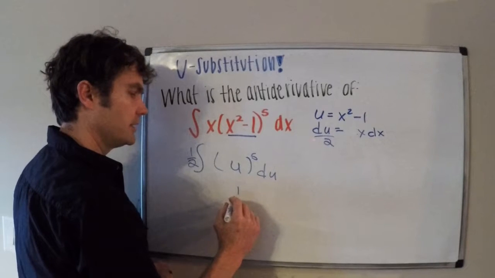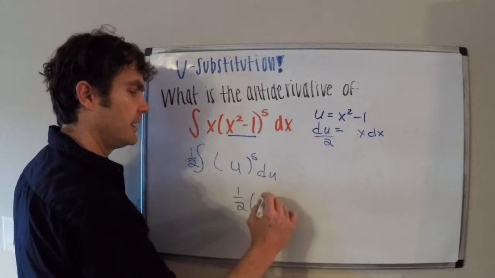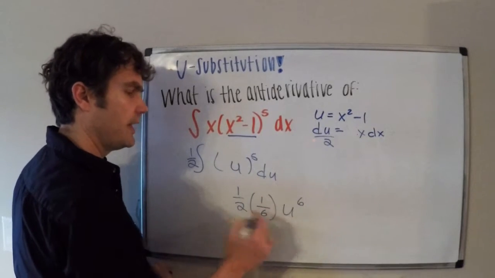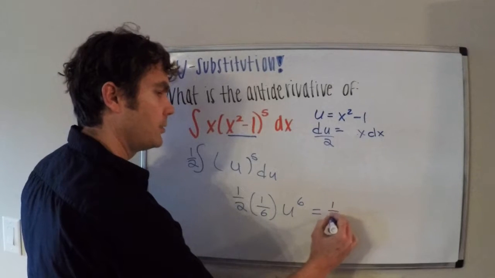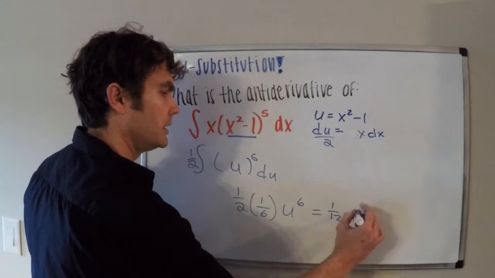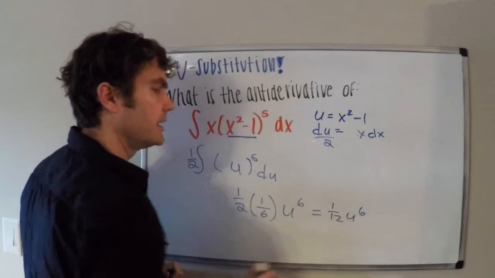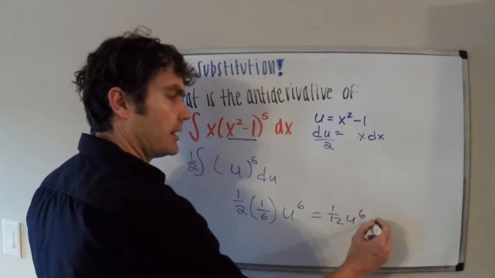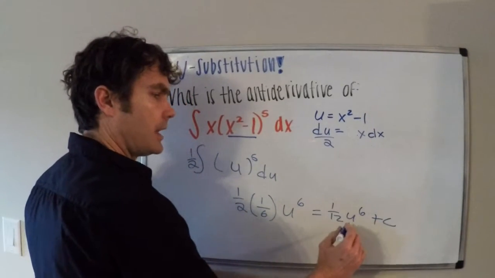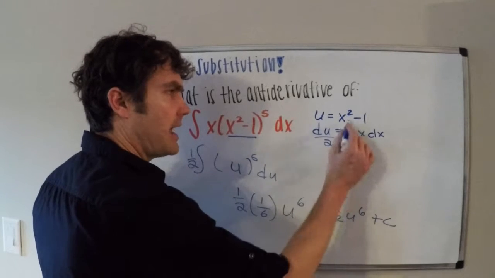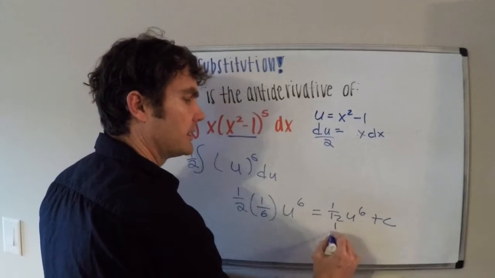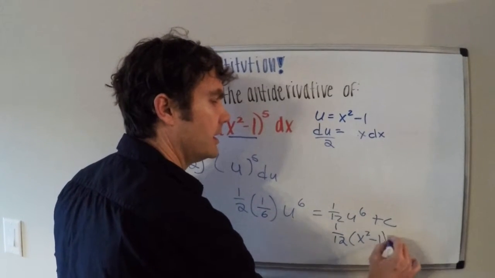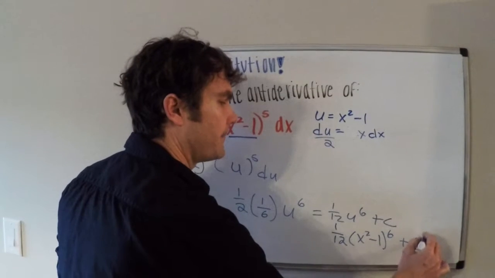Remember from last week, I need to rewrite my 1/2. Keep this, raise this exponent by 1, and then I put here 1 over that. So that gives me 1/12 u to the sixth. Now at this point, depending on how they ask the question, and I'll go ahead and write in my plus c, I can substitute back in my x for my u. So I'm going to get the final answer to be 1/12 (x squared minus 1) to the sixth plus c.